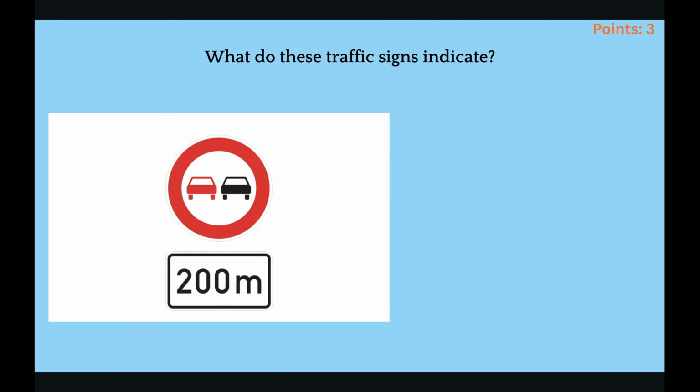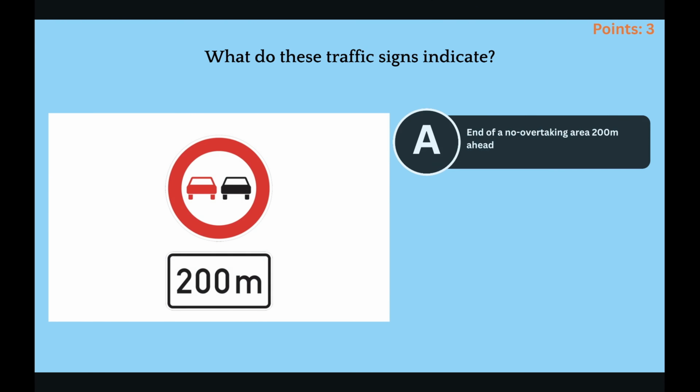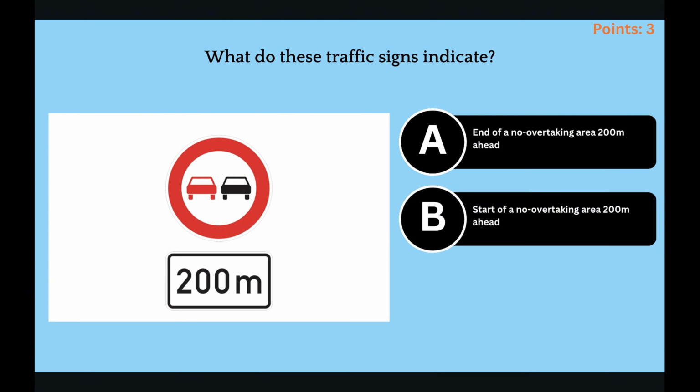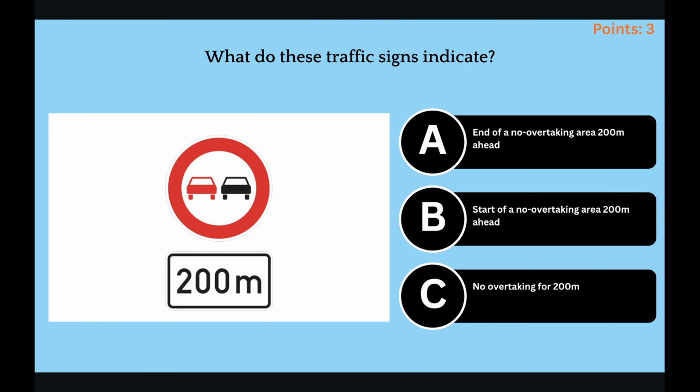What do these traffic signs indicate? A. End of a no overtaking area 200 meters ahead. B. Start of a no overtaking area 200 meters ahead. C. No overtaking for 200 meters.